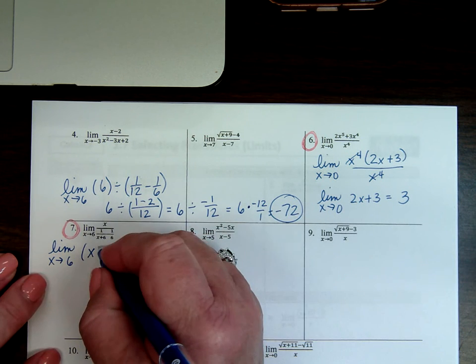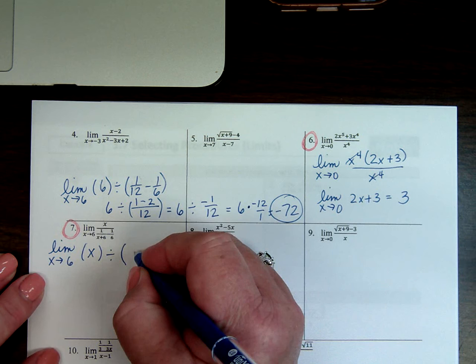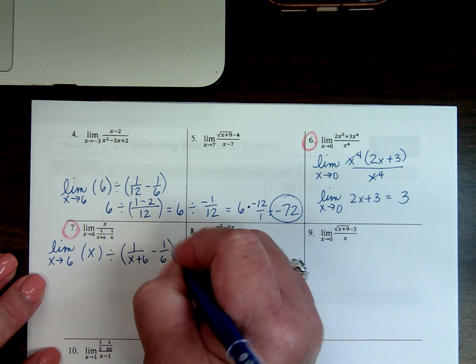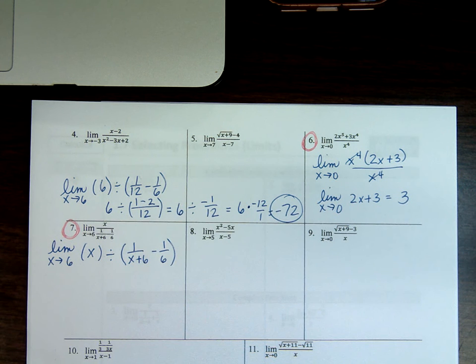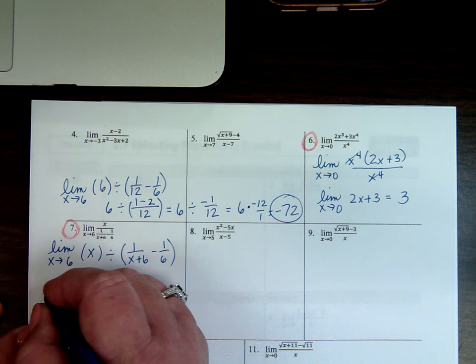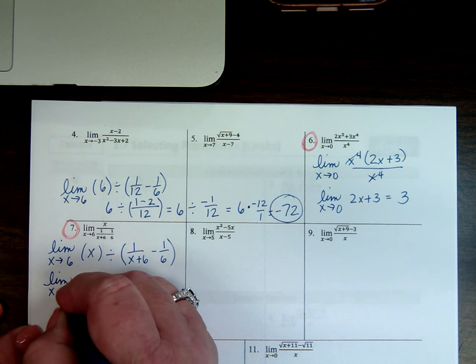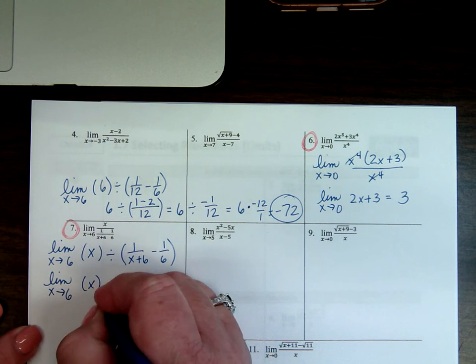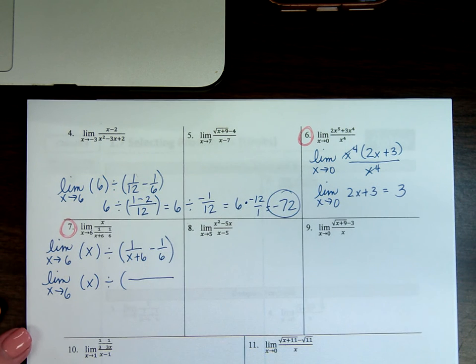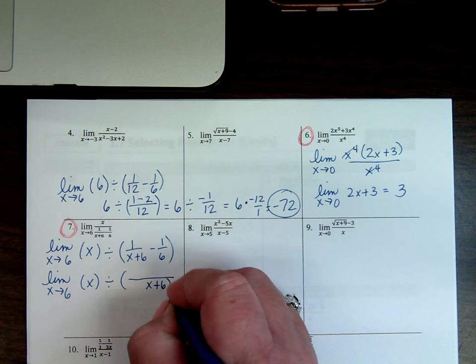So if I were to not realize that I could use that, here's what it would look like. It's going to be x divided by 1 over x plus 6 minus 1 over 6. All I'm doing is separating it out because of the complex fraction, making it go horizontal. So I'm looking at the limit as x approaches 6 of x divided by... Now this grouping, you need to have a common denominator. So the common denominator has to have one of each piece. You've got an x plus 6, and you've got a 6.